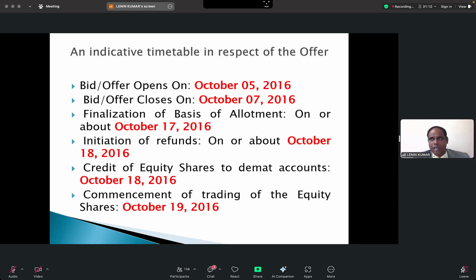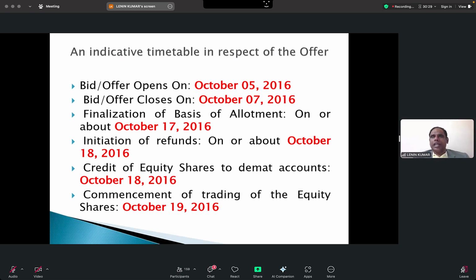I told you, it is not 100% guaranteed. You will come to know on October 17th, that means once the offer is closed, after 10 days, whether you have been allocated the shares or not. If shares are not allocated to you, the next day, October 18th, whatever money you paid will be refunded to your bank account. Credit of equity shares to the demat account is on October 8th. If shares are allocated, they will be credited to your demat account.